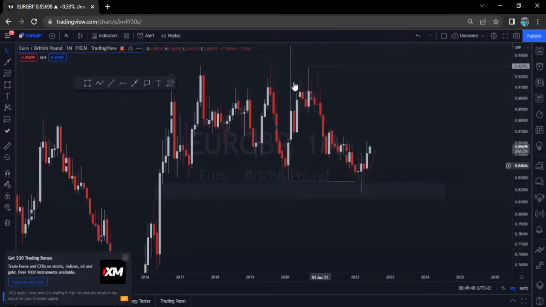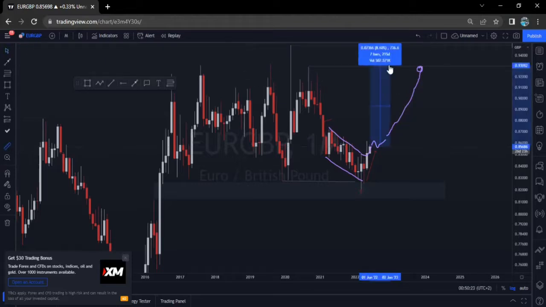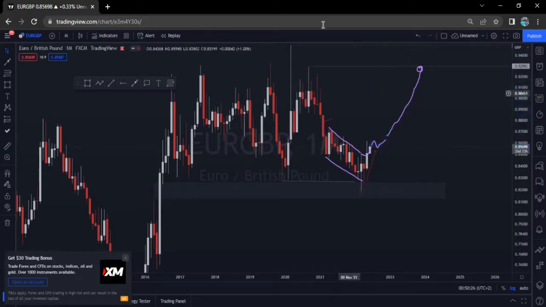But what you see right here is that we have an ending diagonal, right? And then a breakout from that. And we know that this ending diagonal is a reversal pattern. So we got the confirmation that the market is reversing. So I think the market will go all the way to at least this point over here, right? Which is about 700 pips plus, right?